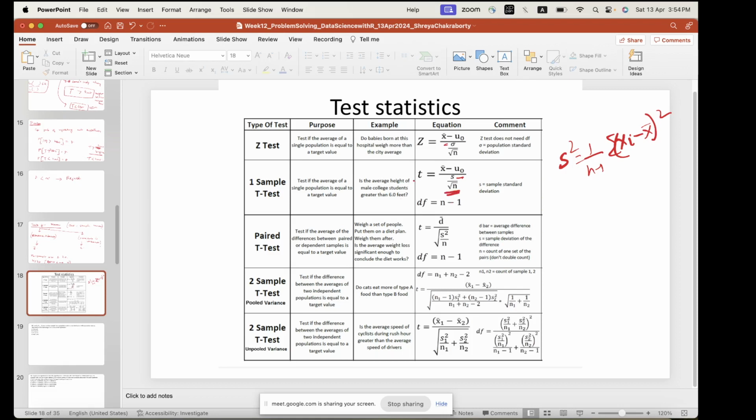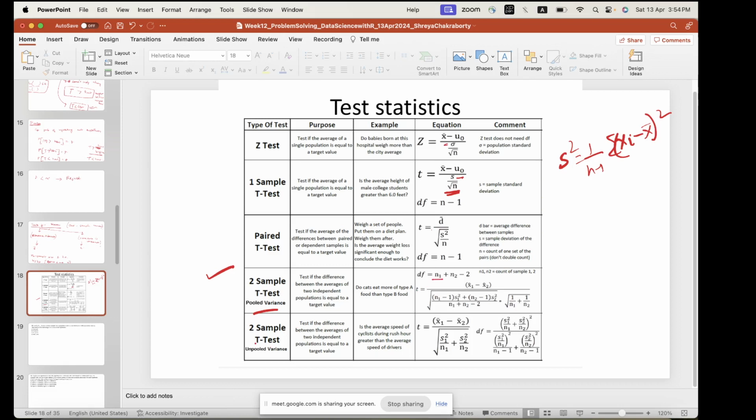Okay, and then the t statistic has a df of n minus 1. Alright, same thing happens when we have a paired t-test, when the variance is not known. And when we have two samples, we could have a two sample test with pooled variance. The test statistic takes this form and it is a t distribution with this df.